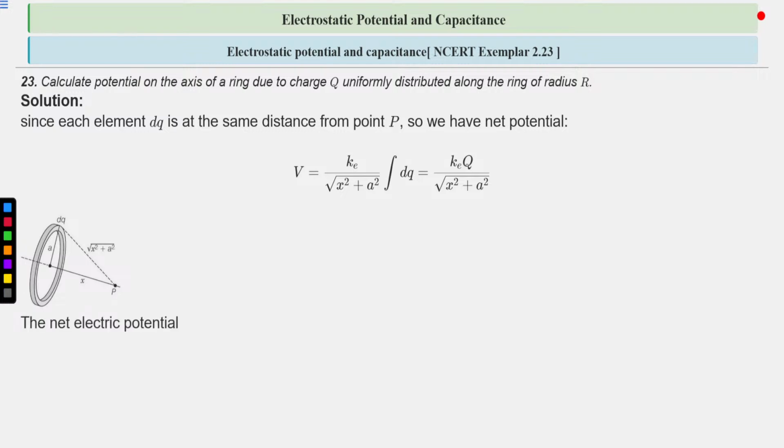So the net electric potential will become 1 by 4 pi epsilon naught, Q by root of x square plus a square. Okay, so we can find the potential energy by multiplying by the charge at this point P. If the charge is positive, then the potential energy will be positive. If the charge is negative, the potential energy will be negative. So the direction of the graph also changes accordingly. If the charge is negative, the potential energy graph is in the negative direction. If the charge is positive, the potential energy graph will be in the positive direction.